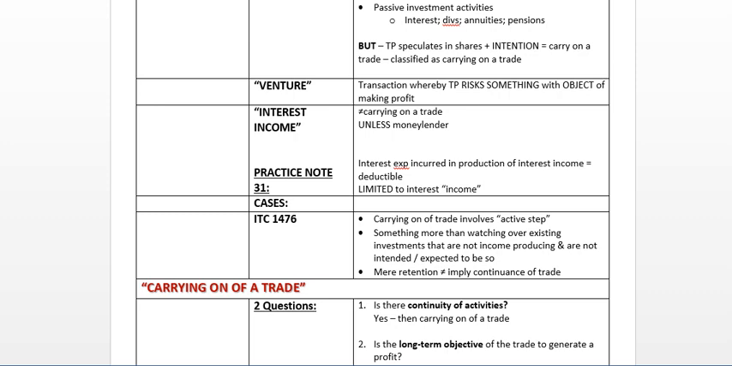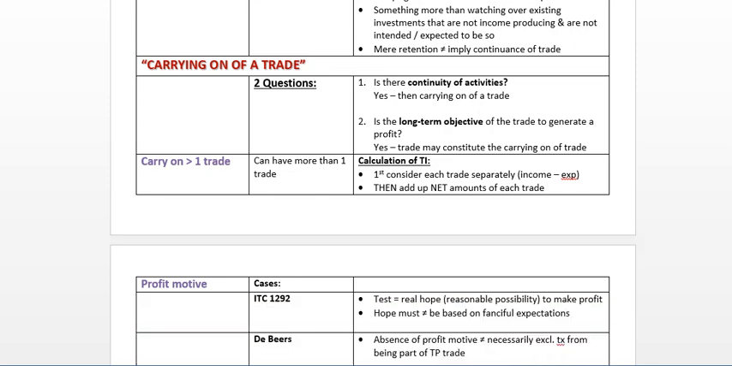Mere retention does not imply a trade, essentially. So the important thing about this is there has to be an active step. You have to actively work on your investments to produce an income for you. If it's just something on the sideline or some passive investing, then it is not carrying on of a trade.